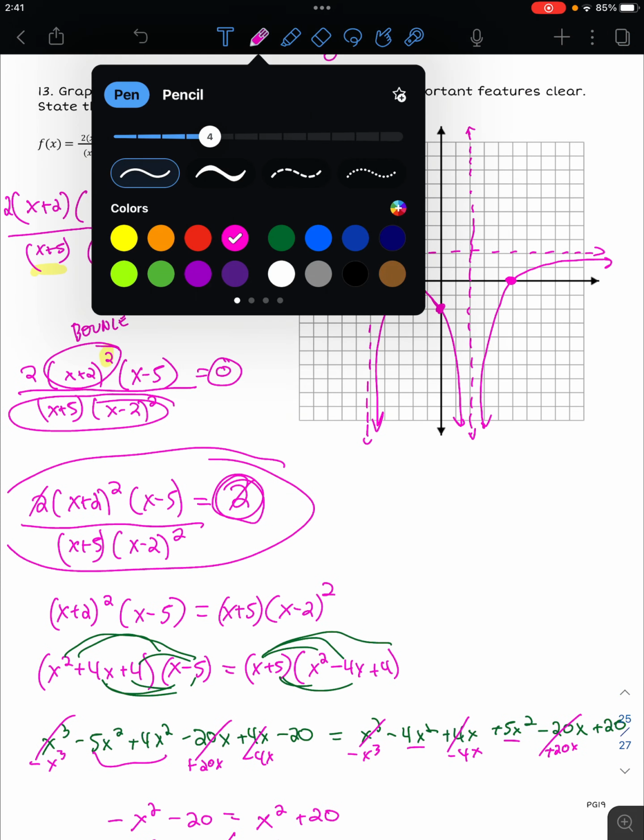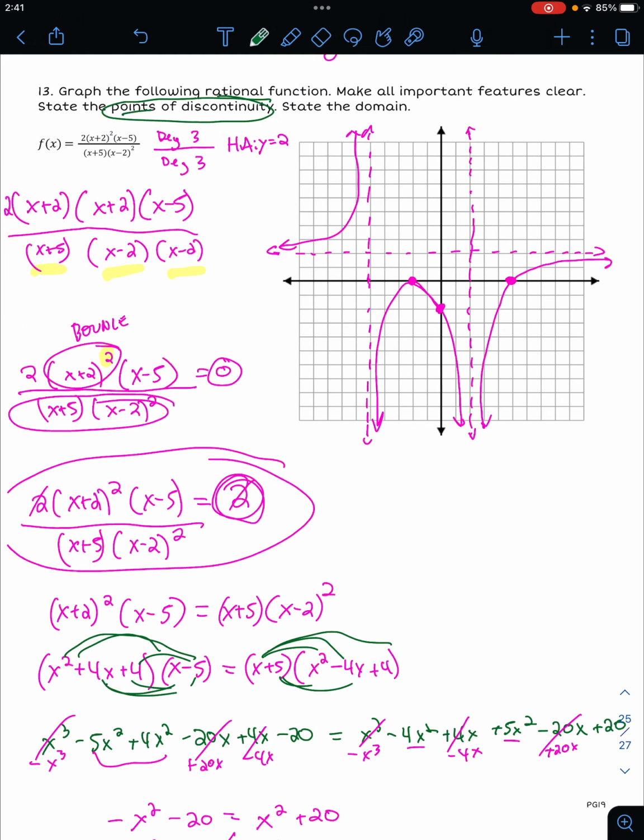Points of discontinuity. So we don't really have points of discontinuity. Our discontinuities are vertical asymptotes at x equals negative 5 and x equals positive 2. What other important features? The domain is all real numbers except x does not equal negative 5 or 2. I don't know, we have all our x-intercepts on there, right? We have (5, 0). We have (-2, 0). We have our y-intercept of, what did we say that was? (0, -2), I guess I erased it. So I think we're good to go.